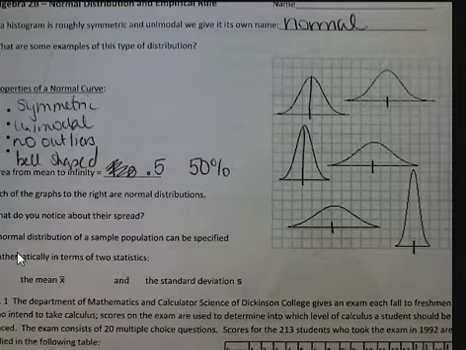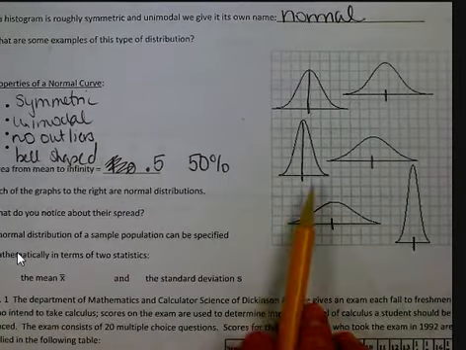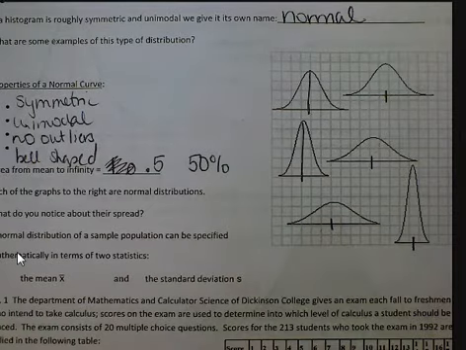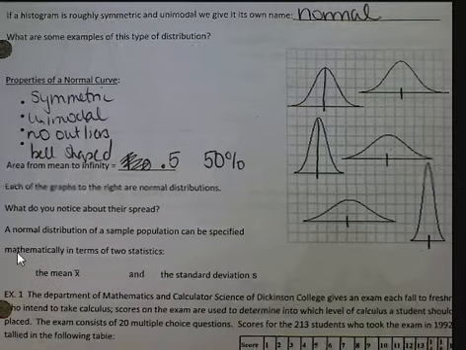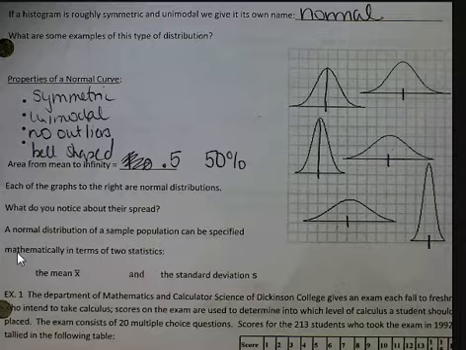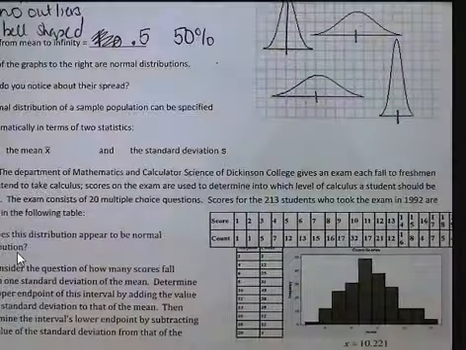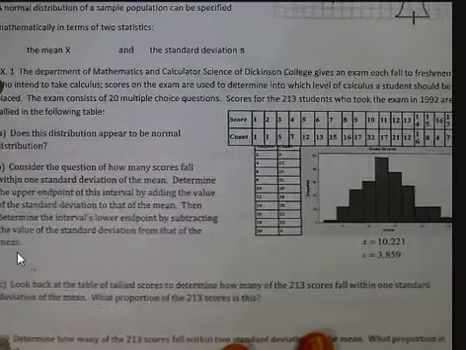So notice that even though all of these are normally distributed, their spreads are different. So we have some that have smaller standard deviations than other graphs would. And normal distributions are based off means and standard deviations. And so we're going to take a look at a pattern that occurs in normal distributions through this example that you see below. So in this example, I have provided you with scores of 213 students on an exam in college.